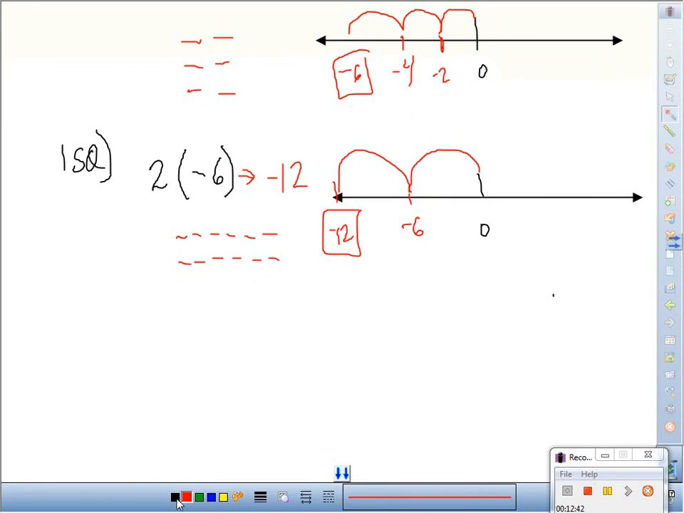Okay, so now check this out. Let me show you this next one. Example mega cube. Let's do 3 times 9. Show that with tiles and show that with a number line. I'll give you guys about 40 seconds. Go.